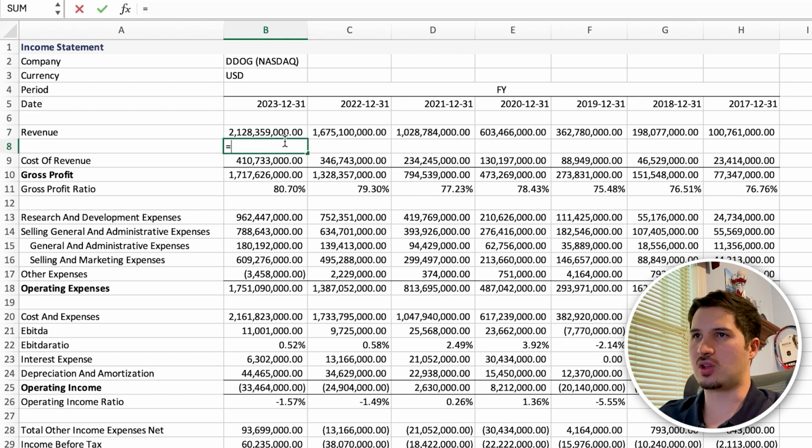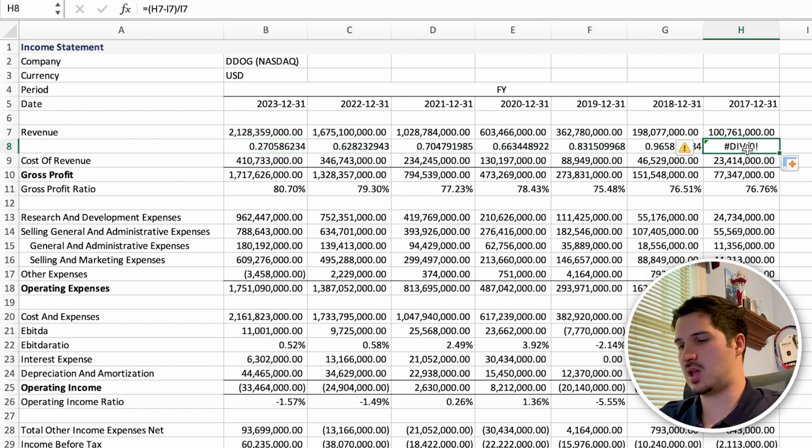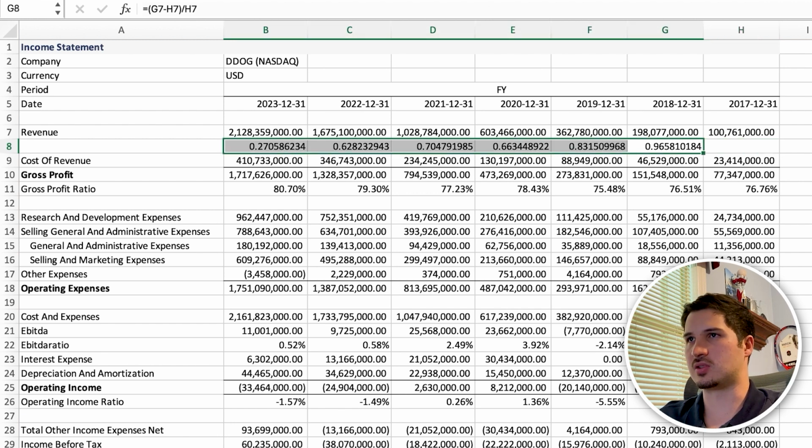Something we could do is calculate the revenue growth. So we take the latest revenue minus the previous, all divided by the previous number. So we can go ahead and do that. Drag this formula across. And as we can see, this gives us the revenue growth on a year-to-year basis.